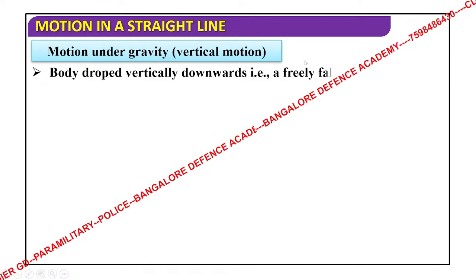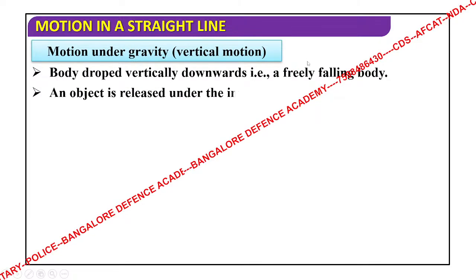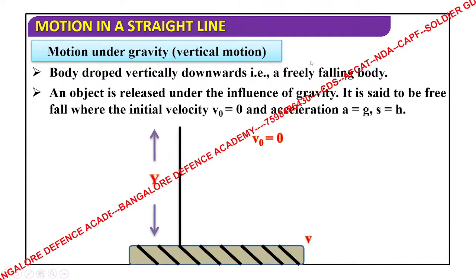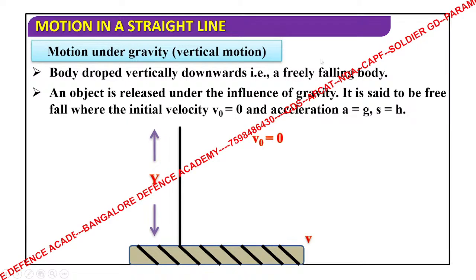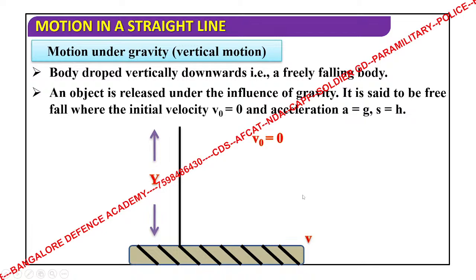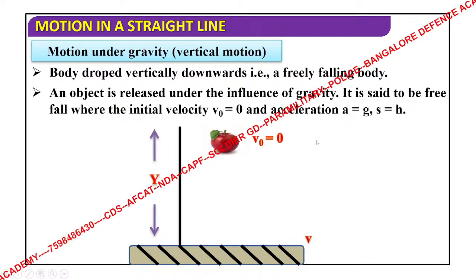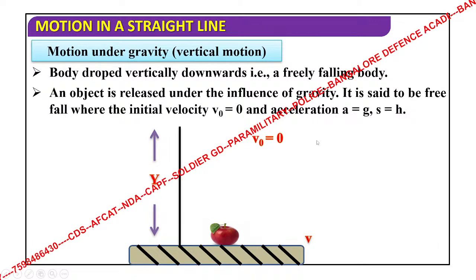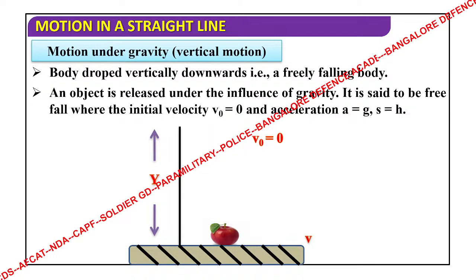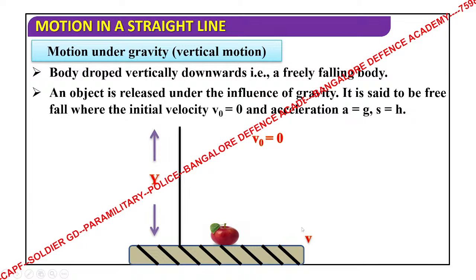Okay, motion. So a body dropped vertically downwards, that is a freely falling body. When an object is released under the influence of gravity, it is said to be in free fall. For example, here you have distance y, the initial velocity I'm taking as 0, and at the bottom the final velocity is v. So I'm going to throw this apple. So this apple is in space, I'm going to throw it down. See, look at this, now it is coming down, correct? So initially the velocity is 0, so I take v naught is equal to 0, and finally when the apple comes down, the final velocity I'm taking as v.